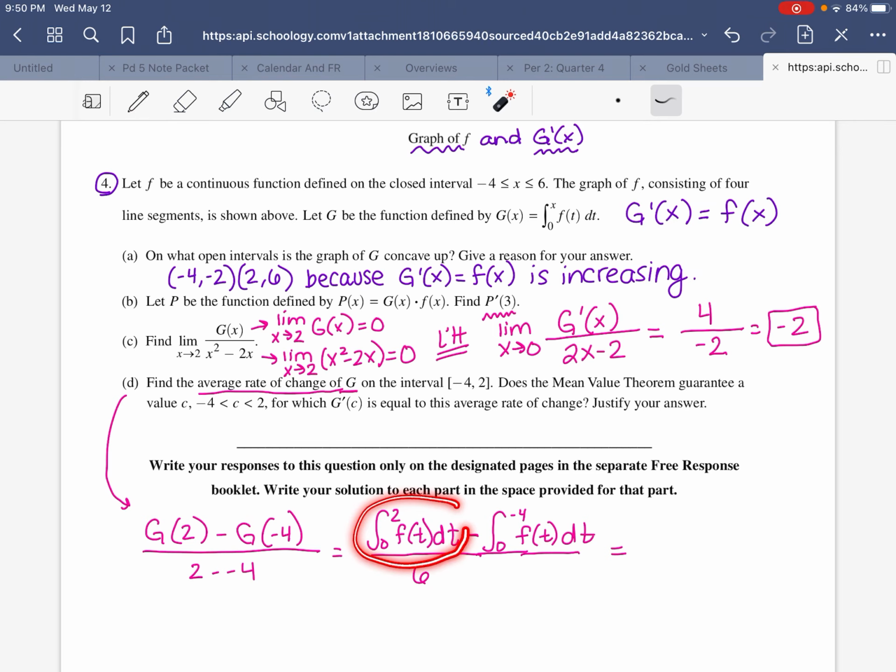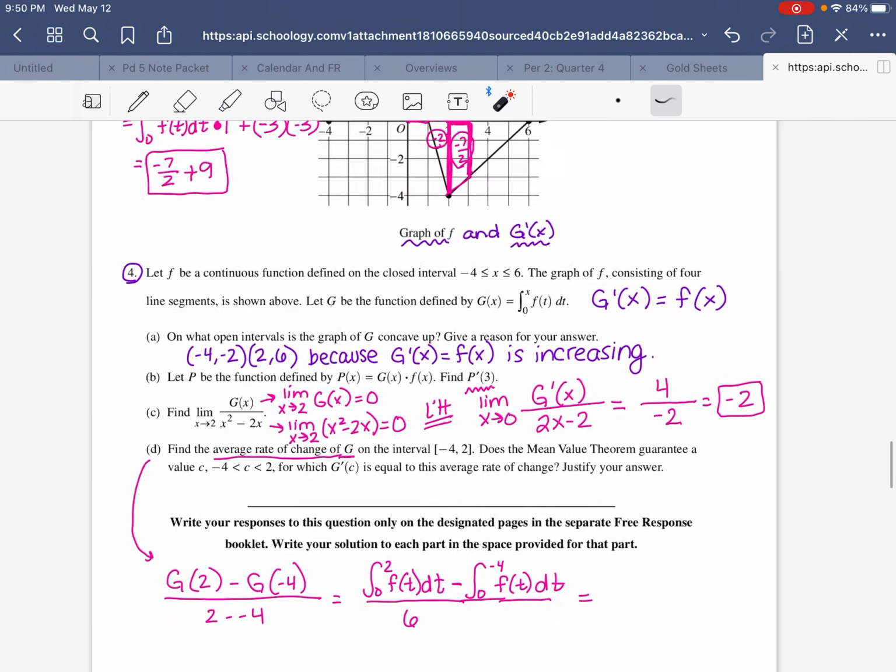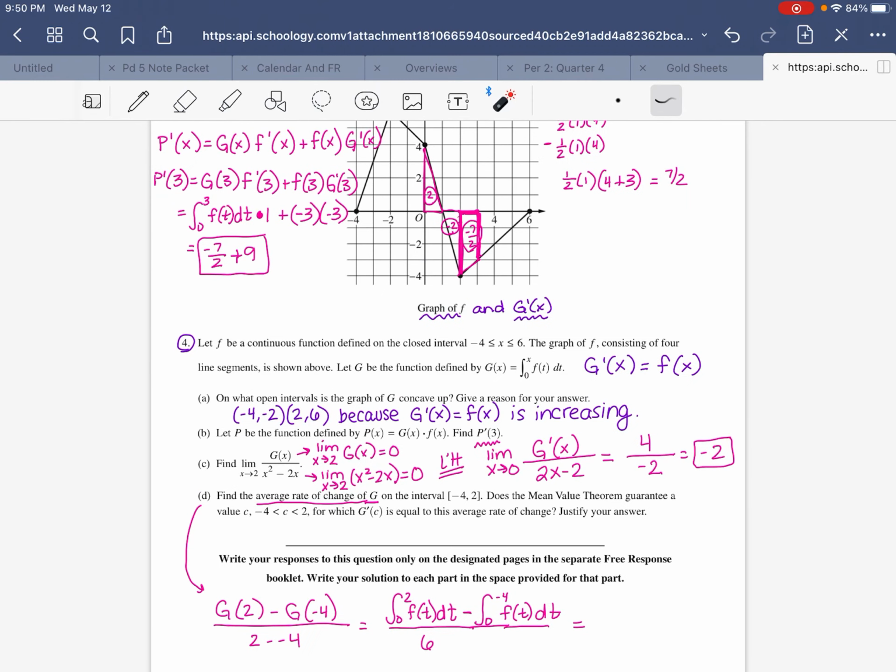Now, when you're evaluating these integrals, it's going to be the area underneath the curve. So for my first one, I'm going to zoom out here. For this first piece, the area under the curve from 0 up to 2, I have a triangle up top that's 2 and a triangle on the bottom that's -2. So those areas cancel each other out, and I'm going to say 0.